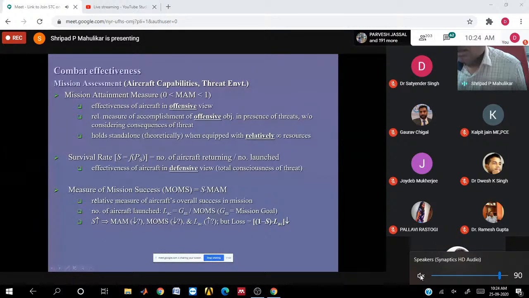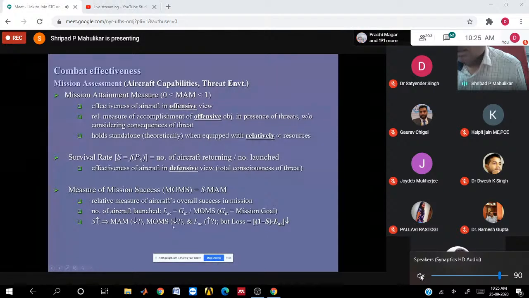Okay. So we were discussing this measure of mission success, which integrates the offensive and the defensive part. The measure of mission success is a product of the offensive part, the mission attainment measure, and the defensive part, the survival rate.